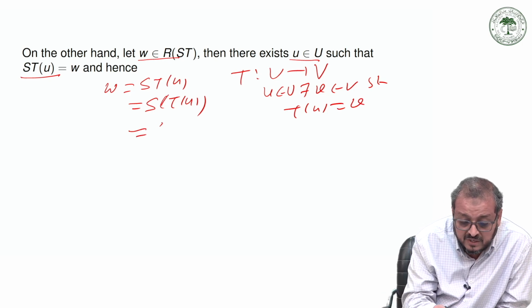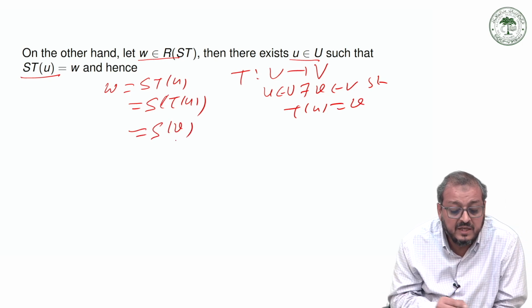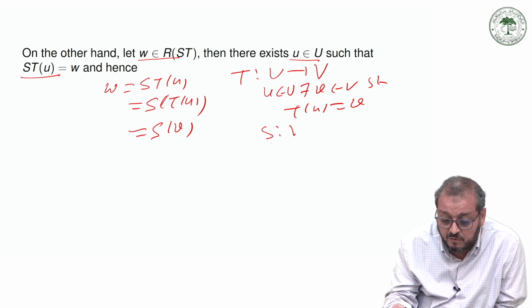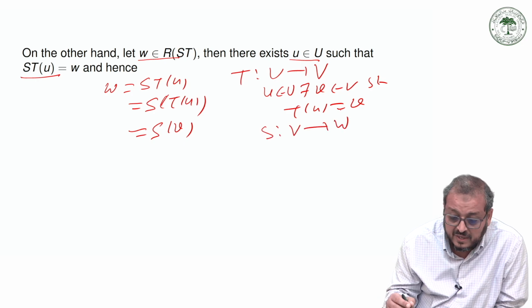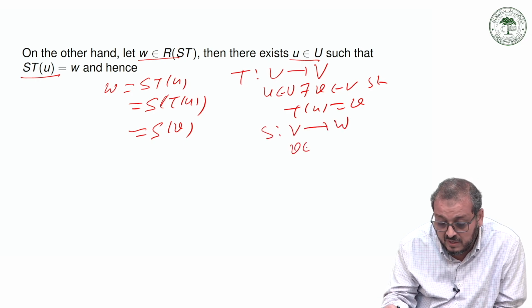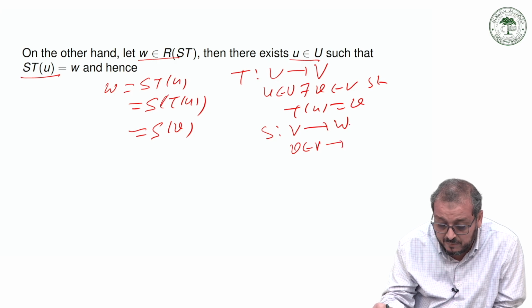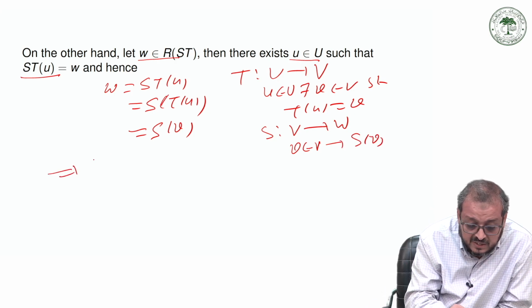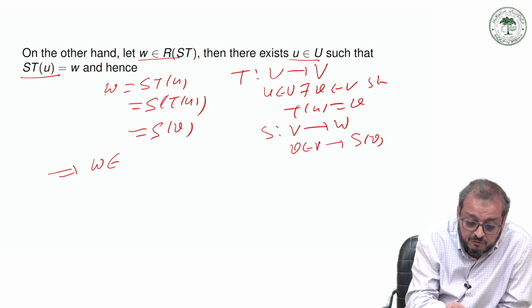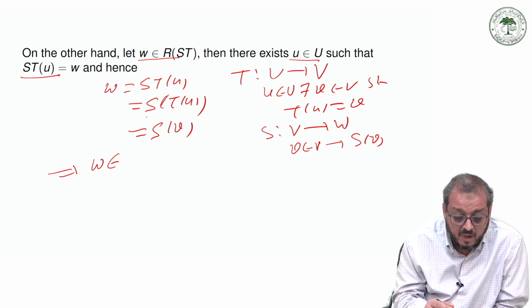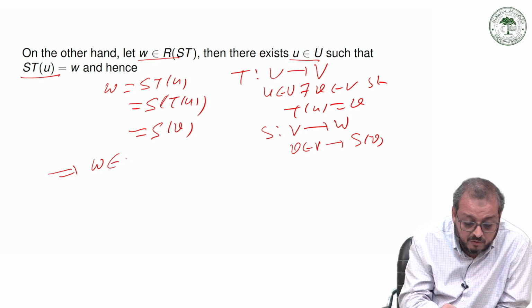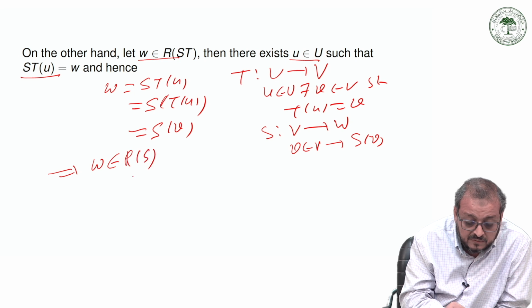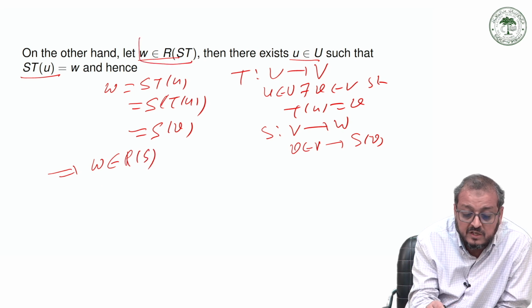So we can say that S of v, and S is a map from V to W. Then clearly v is an element of V, and the image S of v is an element of W. This implies that w is an element of V, with S of v written in the form of w. So we can say that w is an element of the range of S, and w was assumed to be in the range of ST.